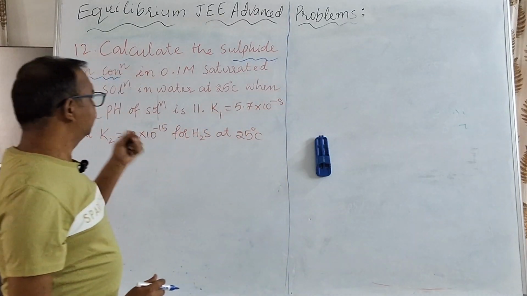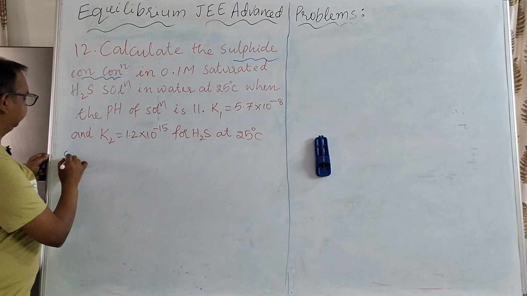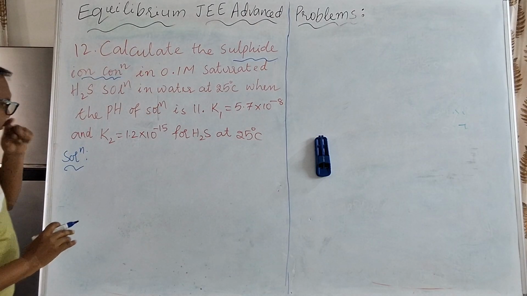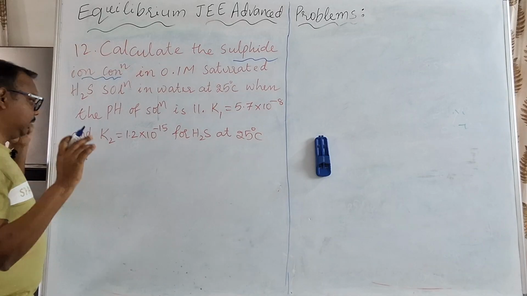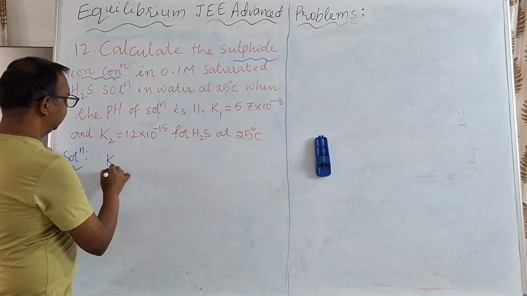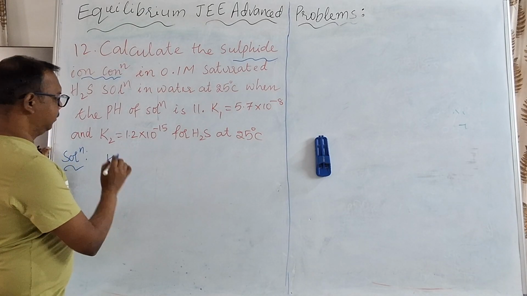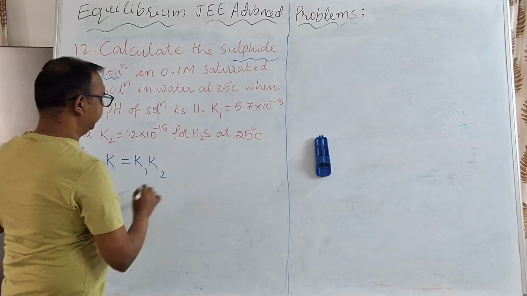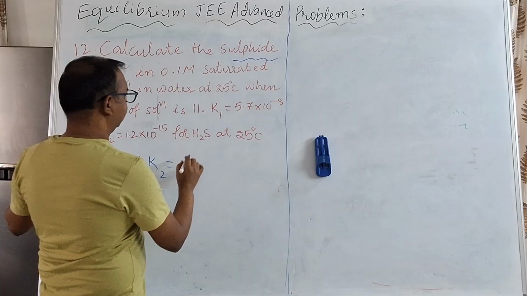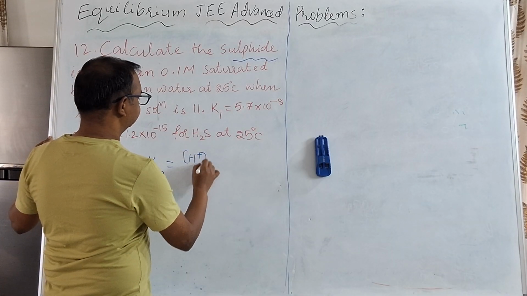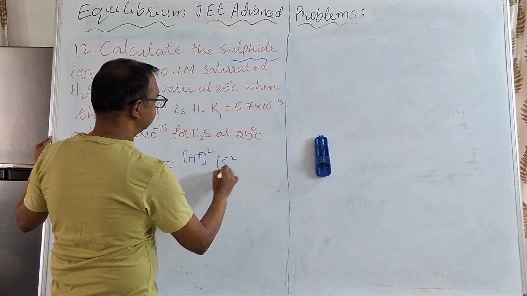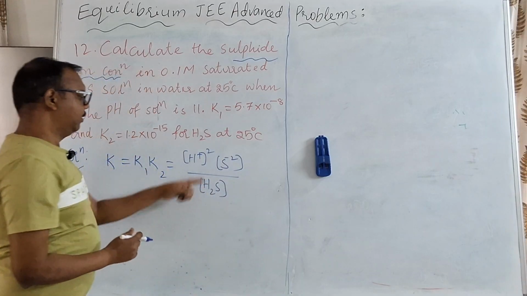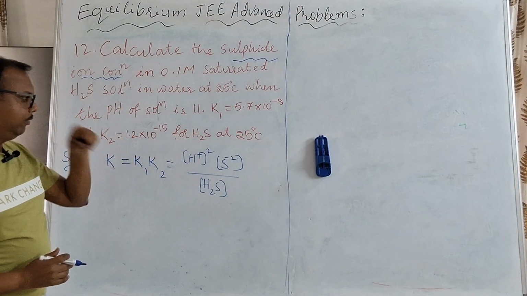Let us go through the solution of the question here. The first thing we require, we have already gone through, just go and check the previous video. You can see the total equilibrium constant is equal to K1 into K2. You can write it as the concentration of H plus squared into S minus 2 divided by H2S. From where did we get this equation? We know that very well.